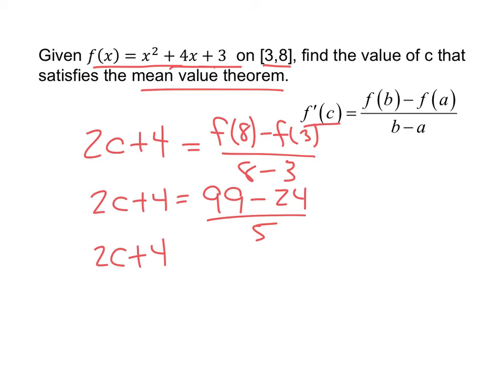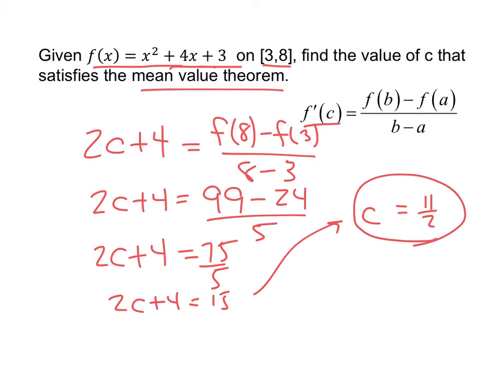So 2c plus 4 is the derivative, the slope of the tangent line anywhere. And here I've got 75 divided by 5. So 2c plus 4 equals 15. It doesn't take too much work here. So at 5.5, that is the place on the parabola where the slope of the tangent line will be equal to the slope of the secant line. And what is that slope? Well, we just found it. It was 15.